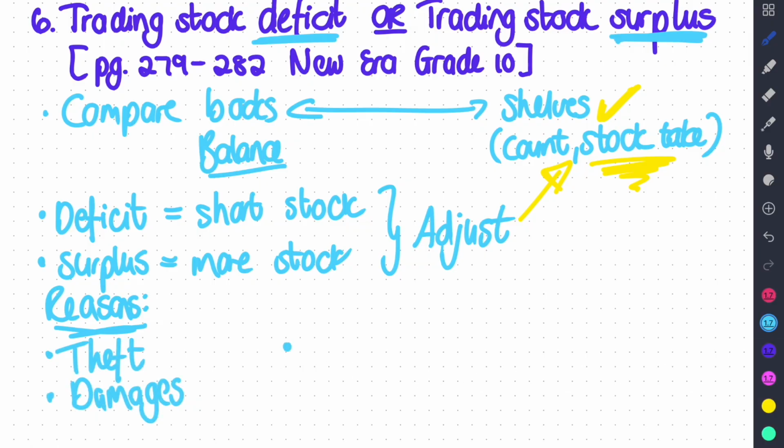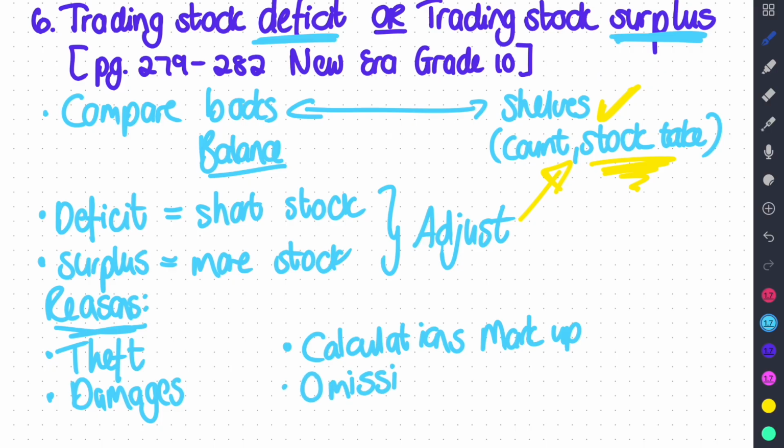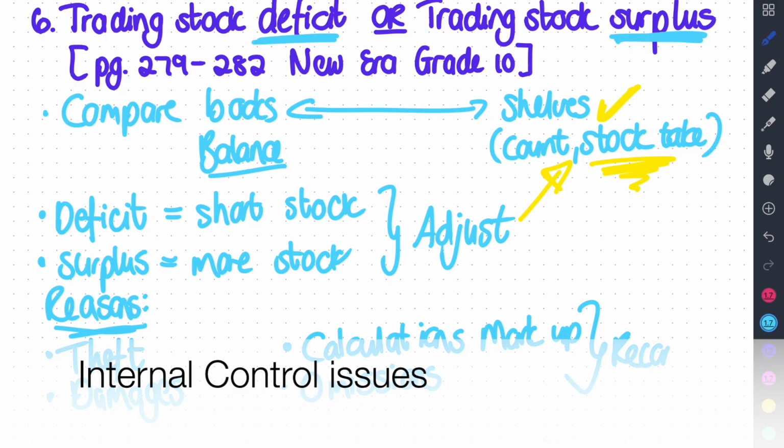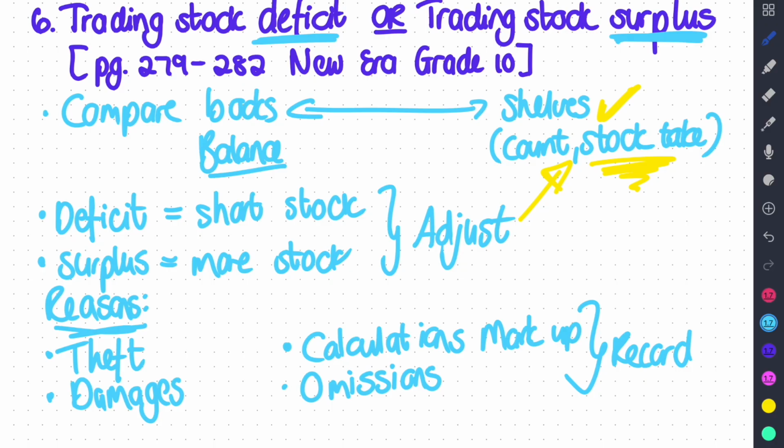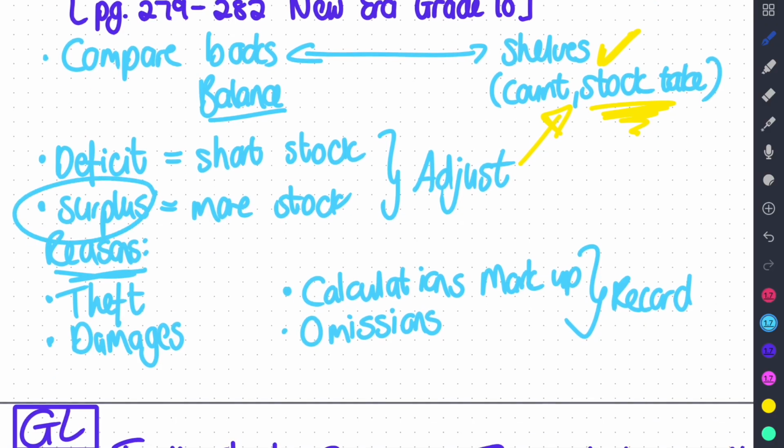And on the other side, you could also have some calculation problems with either your bookkeeper or whoever is doing the markup on your items on the computer system, or there could be omissions, like you received stock, you purchased it, and nobody recorded it in your books. So these two have specifically got to do with recording and internal control. Those are your reasons for possibly having a deficit. For a surplus, you will only look at the second two reasons, which all have to do with recording.